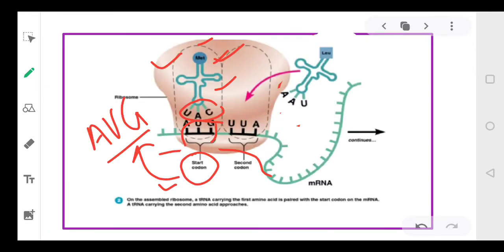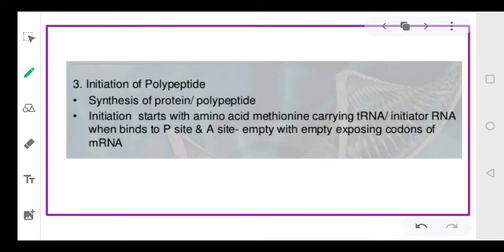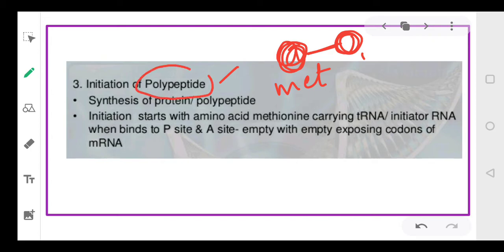Now this position which is here is called the P site, right? Okay, dear students? Now the next step is initiation of polypeptide. See, now one amino acid, which is methionine, has been formed. The first amino acid is methionine. Now the next amino acids will be formed in series and they will be attached with each other. So it will result in the formation of a long chain, and that chain is called a polypeptide, right?